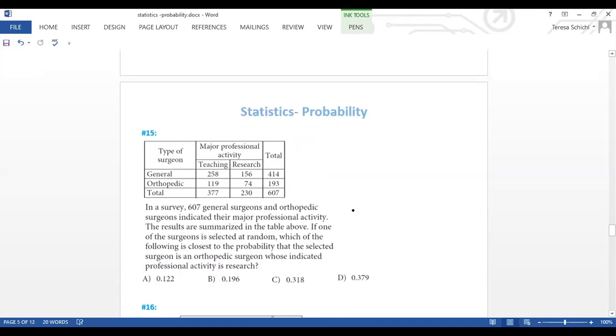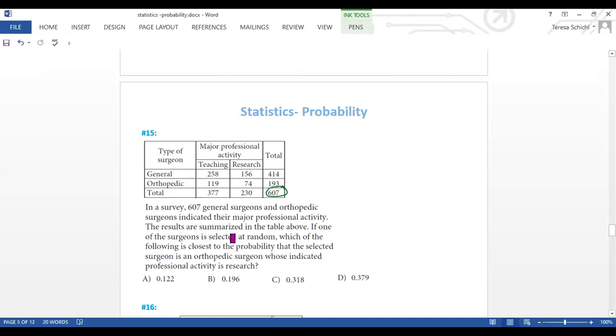Okay, so now let's take a look at the 15th here. They said in the survey, 607 general surgeons and orthopedic surgeons indicate their major professional activities, right? So here, this is general surgeon and this is orthopedic surgeon. The total is 607 surgeons here. Some of them are doing teaching, some of them doing research. So this is another contingency table. The results are summarized in the table above. Okay, so now let's see the keyword here so we know what we're going to put on what, all right?